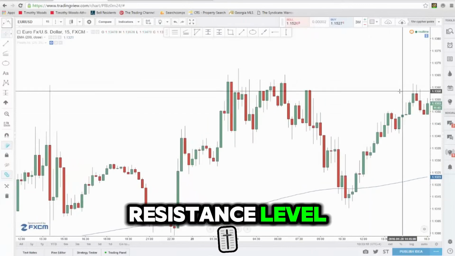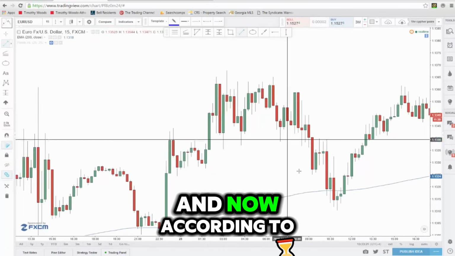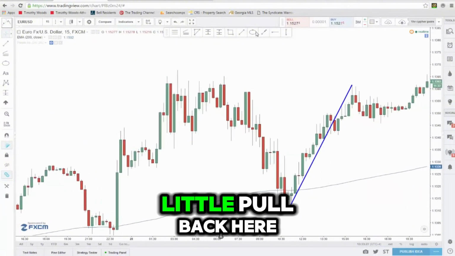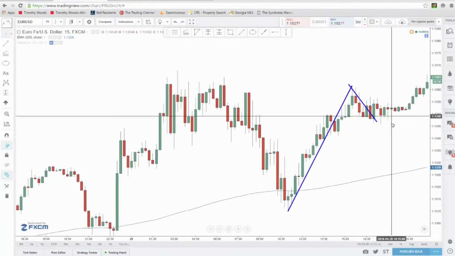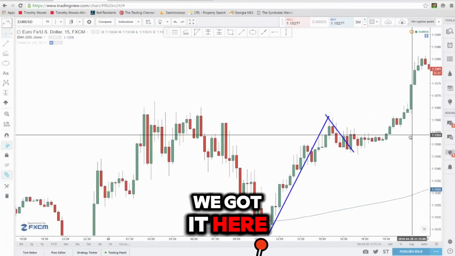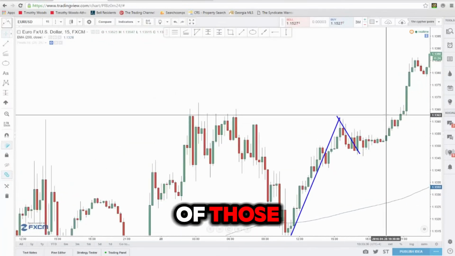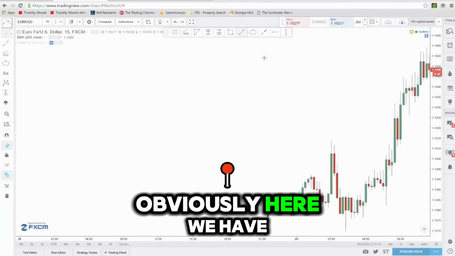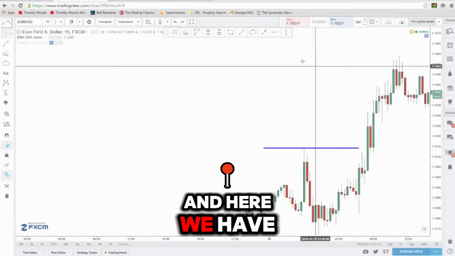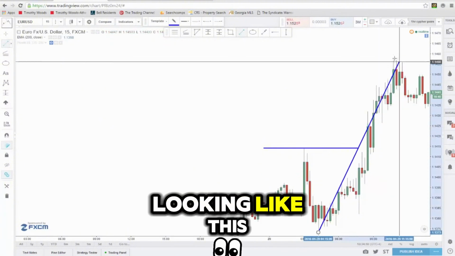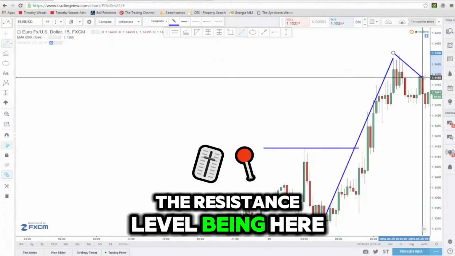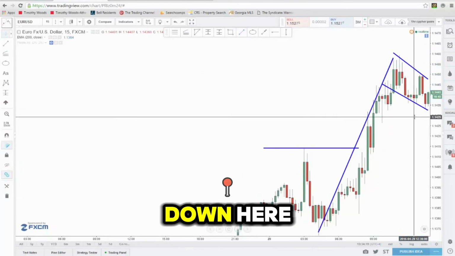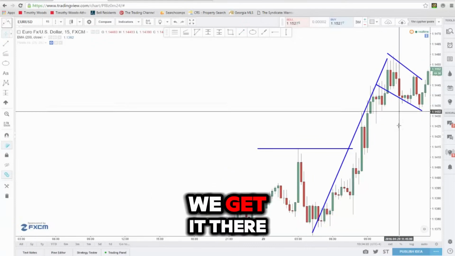Here's the creation of a resistance level. And now, according to my rules, I'm waiting for a break above that resistance level. Little pullback here, and still waiting on the break above. We got it here, and now we can start looking for some of those simple patterns, a flag, a pennant, or a triangle pattern. Obviously here we have created new higher highs, and here we have created a flag pattern. Our pole looking like this, the resistance level being here for the flag pattern, and our support levels being down here. Waiting for a break and close above, we get it there.